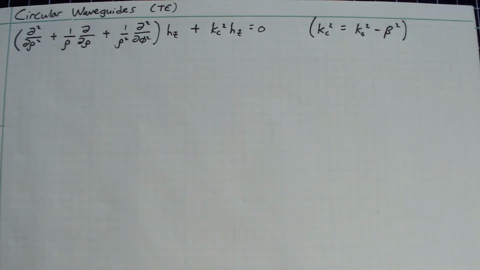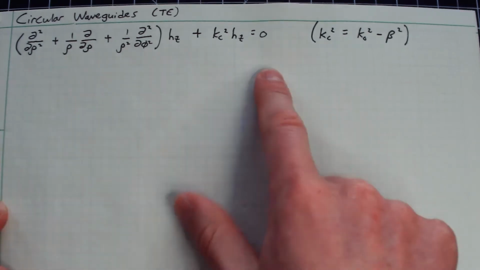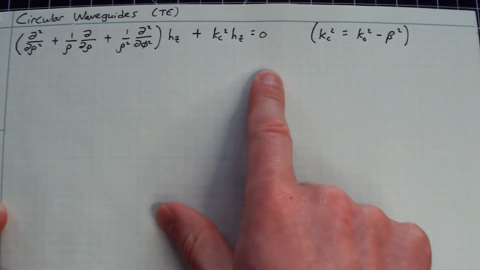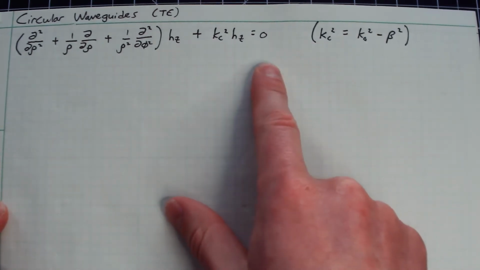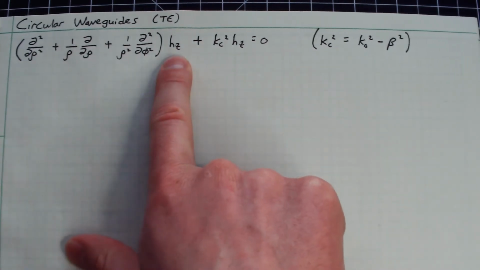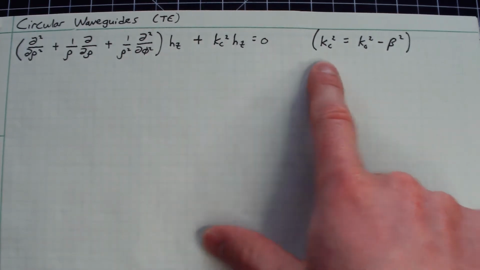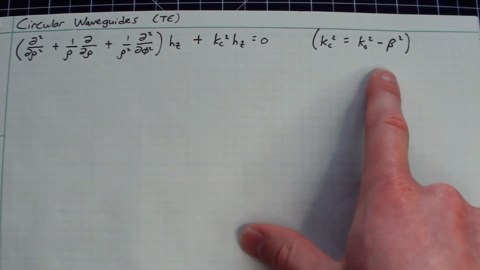Hey everybody, let's talk about the total field solution, the field profile for a circular waveguide in the TE polarization. You noticed I've written out the Helmholtz equation in cylindrical coordinates from our last lecture. This is our del squared of Hz plus k sub c squared Hz, where the cutoff mode number satisfies this condition.